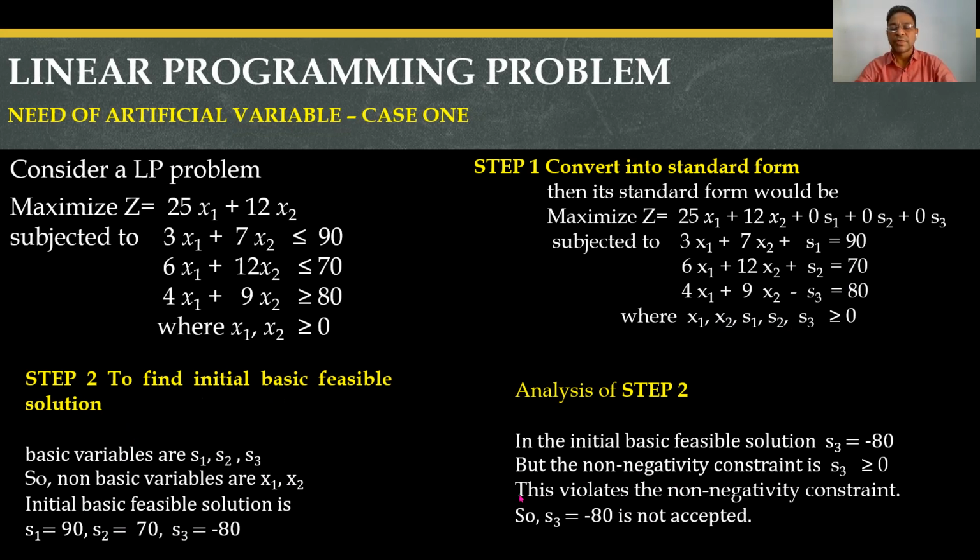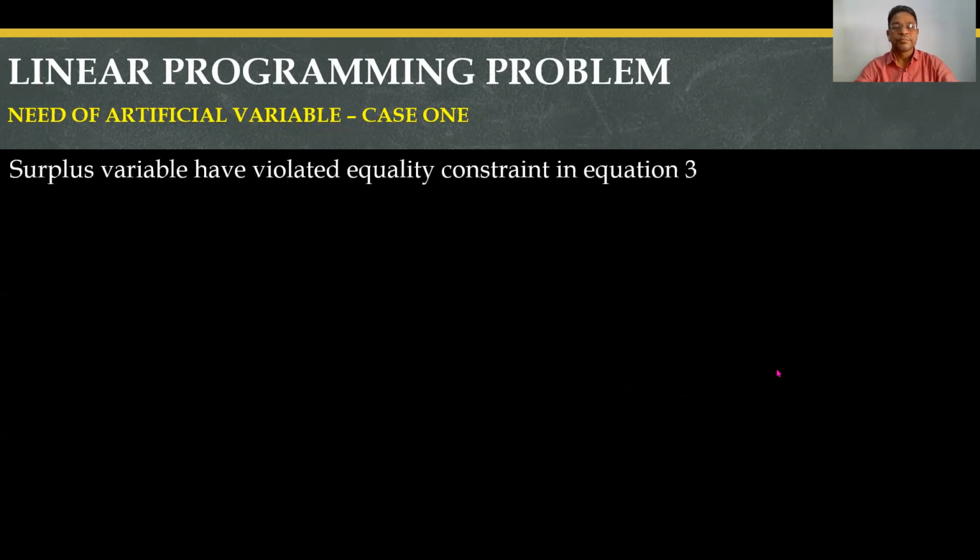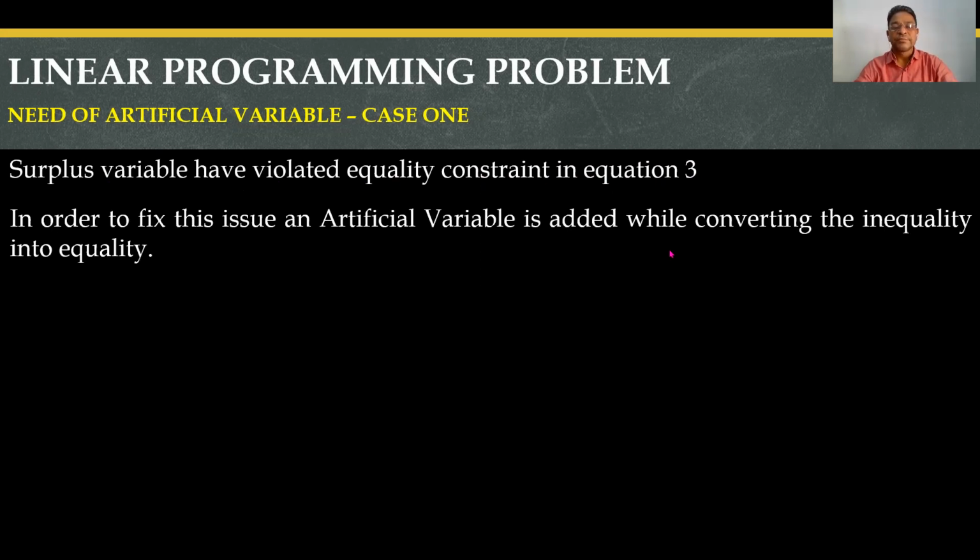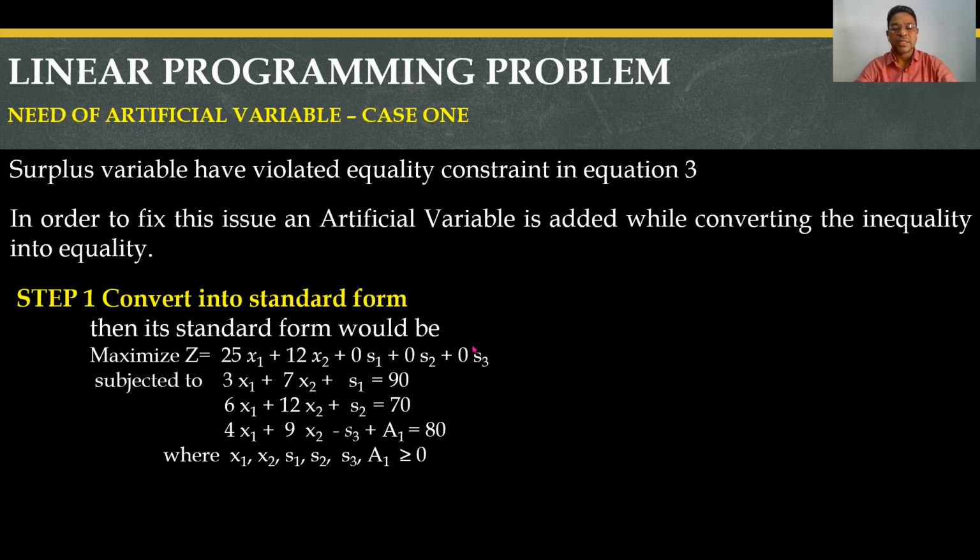So let's see what change we can make. We have understood that s3 = -80 cannot be accepted because we have written here that s3 should be greater than or equal to 0. Now this surplus variable has violated the non-negativity constraint as I have already explained, and we have to fix this issue of the initial basic feasible solution by introducing an artificial variable. So we'll see how to introduce the artificial variable.